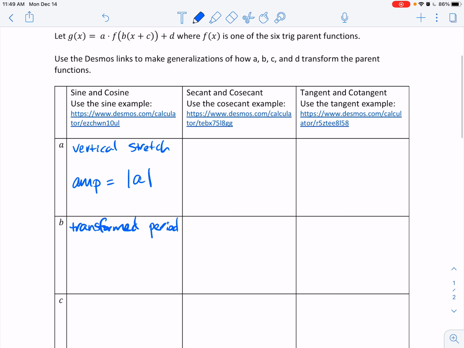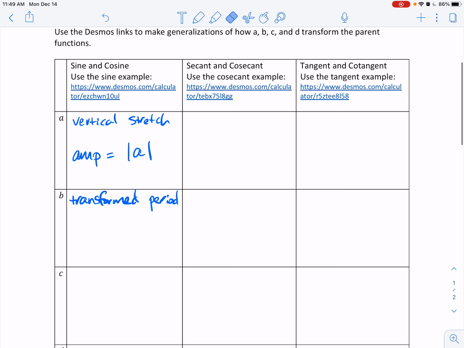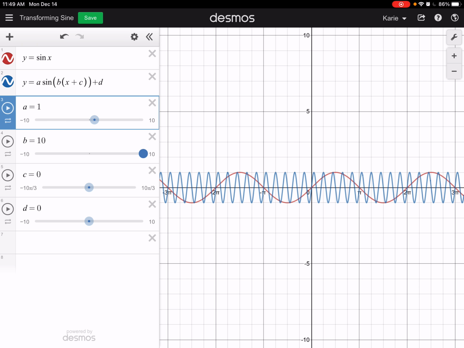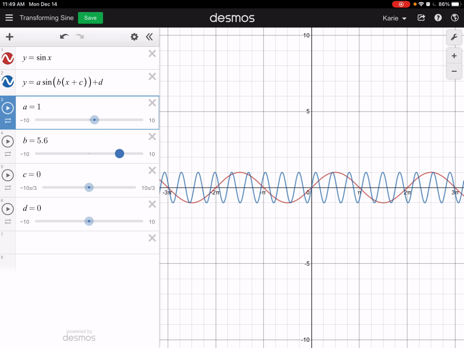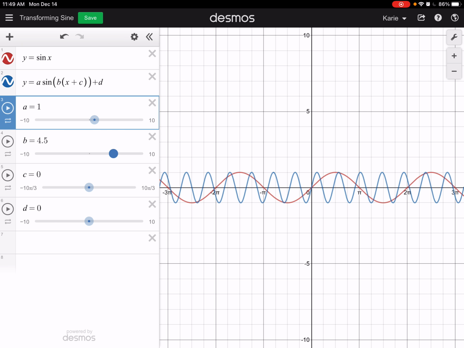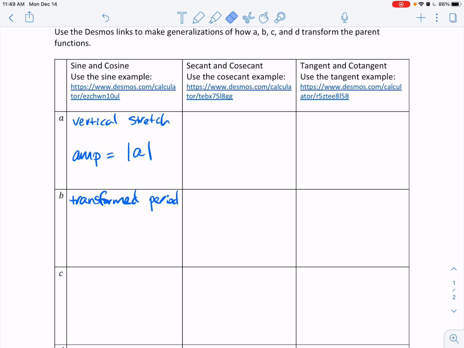The transformed period is going to be, well, that's what I was trying to say. Sine and cosine initially had a period of 2 pi. And so what happens here is B will stretch that. And the bigger B is, the more compressed your graph gets. So let me come back here and show you what I'm talking about. Notice as B gets really, really big, it gets really, really compressed. See how that's adjusting in there. So our transformed period is equal to 2 pi over B.